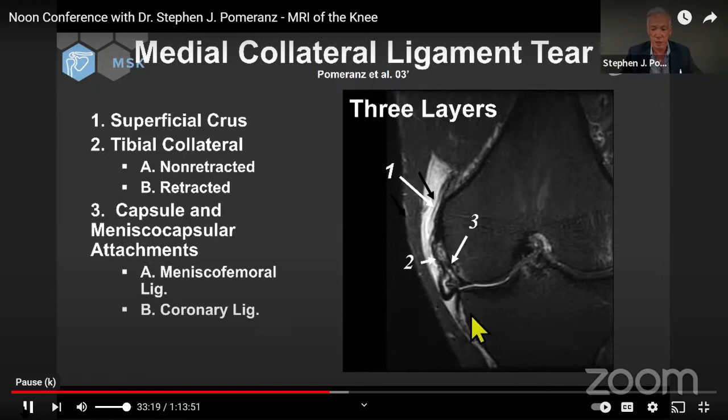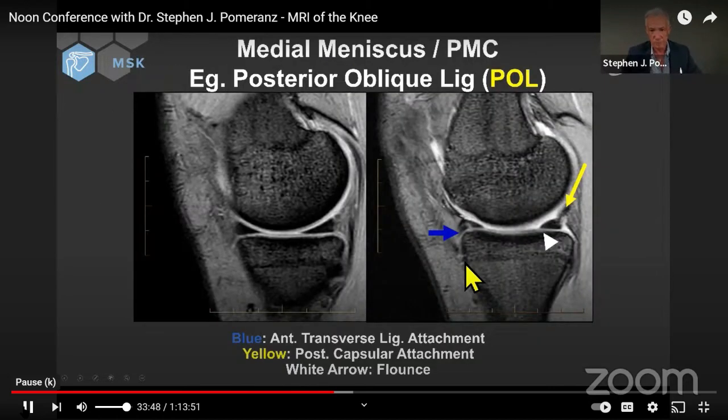If it's entrapped by the pes anserine complex, and it is, there's the pes anserine, there's the tibial collateral ligament under it, and we call that a knee pseudostener lesion. It also happens to be entrapped in the joint. The patient also has a detached meniscofemoral ligament. They call it the meniscofemoral ligament because it attaches to the femur, but this one does not. So this is a three-layer tear that requires surgical intervention.